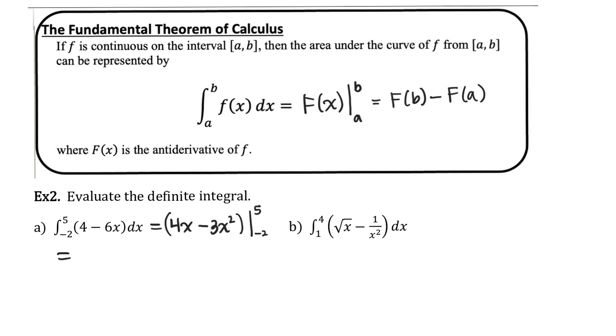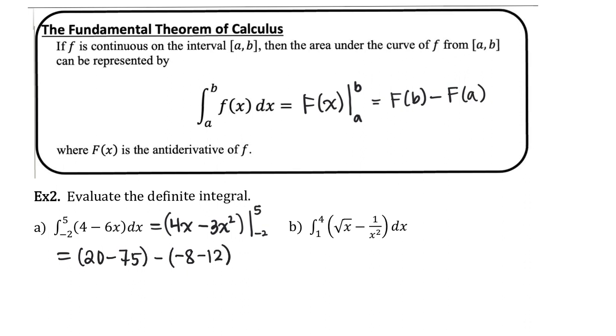Let me plug 5 in first. So 4 times 5 is 20, minus 3 times 25, minus 75. And I'm going to subtract capital F of the lower bound. So 4 times negative 2 is negative 8. Negative 2 squared is 4, so negative 3 times 4 is negative 12.